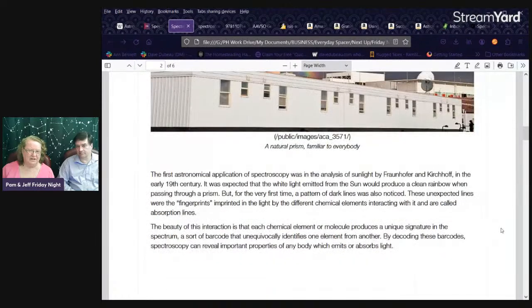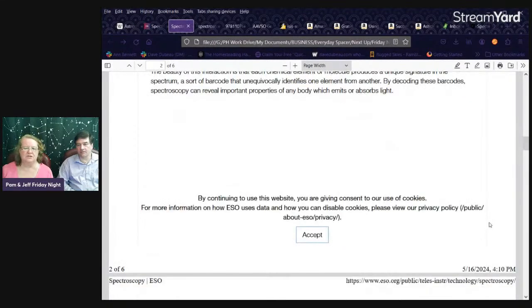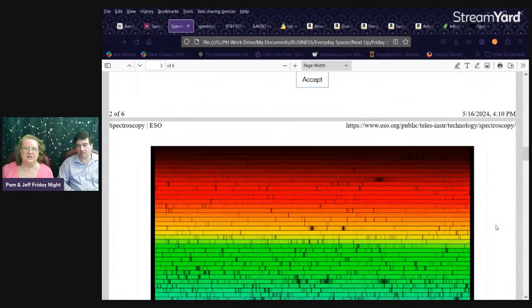But yeah, they talk about it as an analysis of sunlight by Fraunhofer and Kirchhoff. Did you find that in what you learned? Okay. But of course, we talked about Father Secchi as well. He wasn't the first one to use it, but he was one of the first people to apply it to different stars and cataloged about 4,000 of them. Right. So this is a pretty interesting article on the European Space Agency.